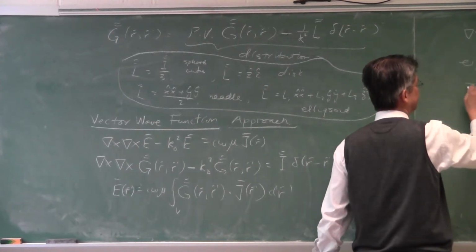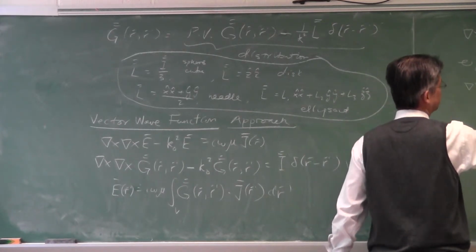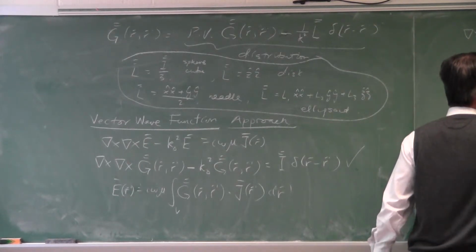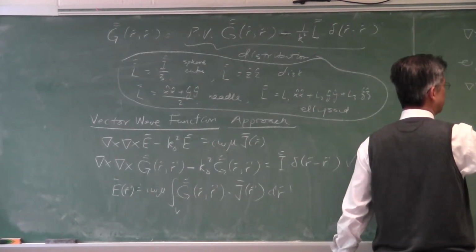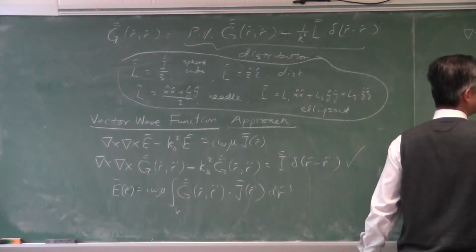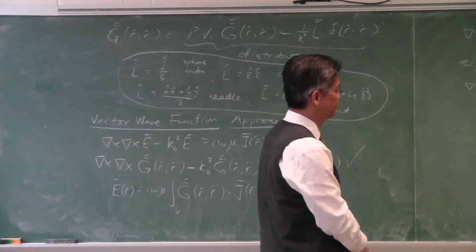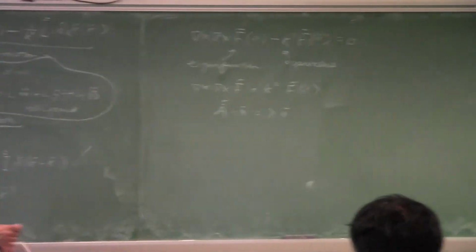So you can think of this as a matrix eigenvalue problem, like A dot x is equal to lambda x, where k squared is the eigenvalue. So there's this kind of analogy. Okay.